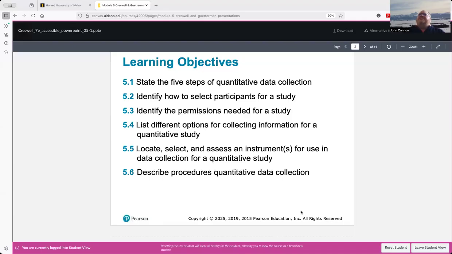The fourth one is list different options for collecting information for a quantitative study. Number five, locate, select, and assess an instrument or instruments for use in data collection for a quantitative study, and describe procedures for quantitative data collection. In quantitative data collection, you collect the data from a survey or another quantitative design, and then you analyze it with statistics.